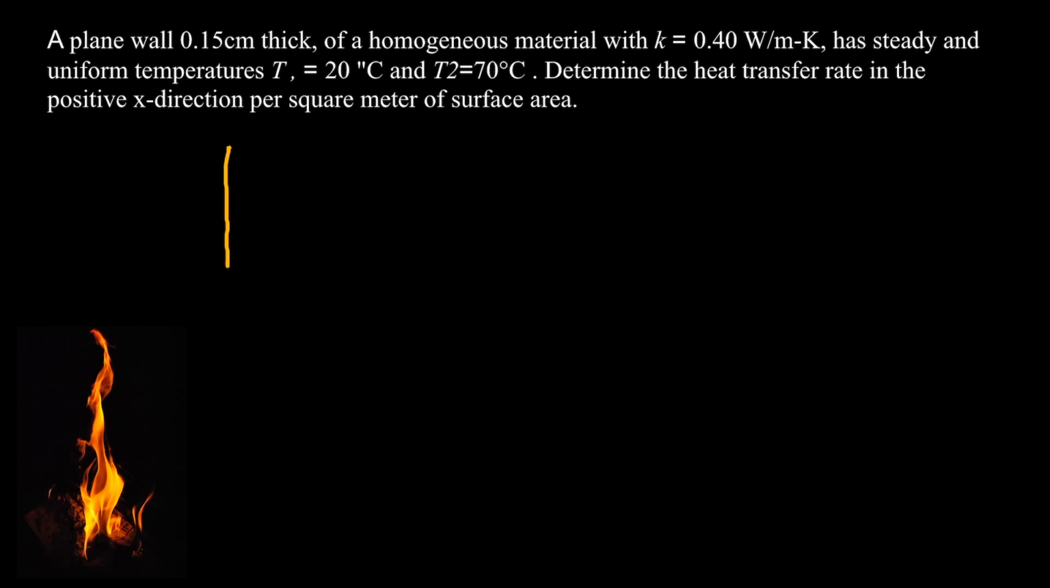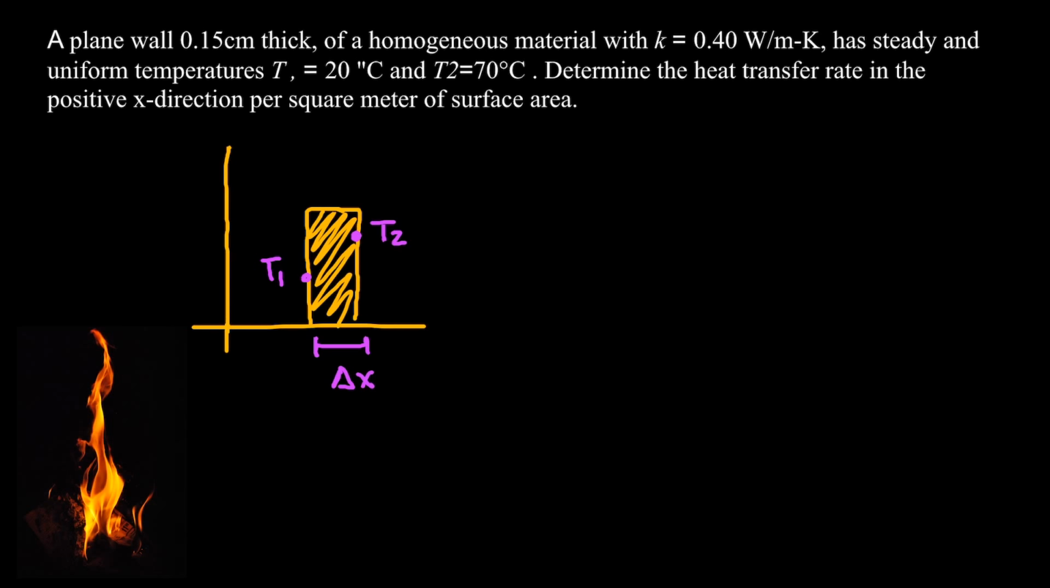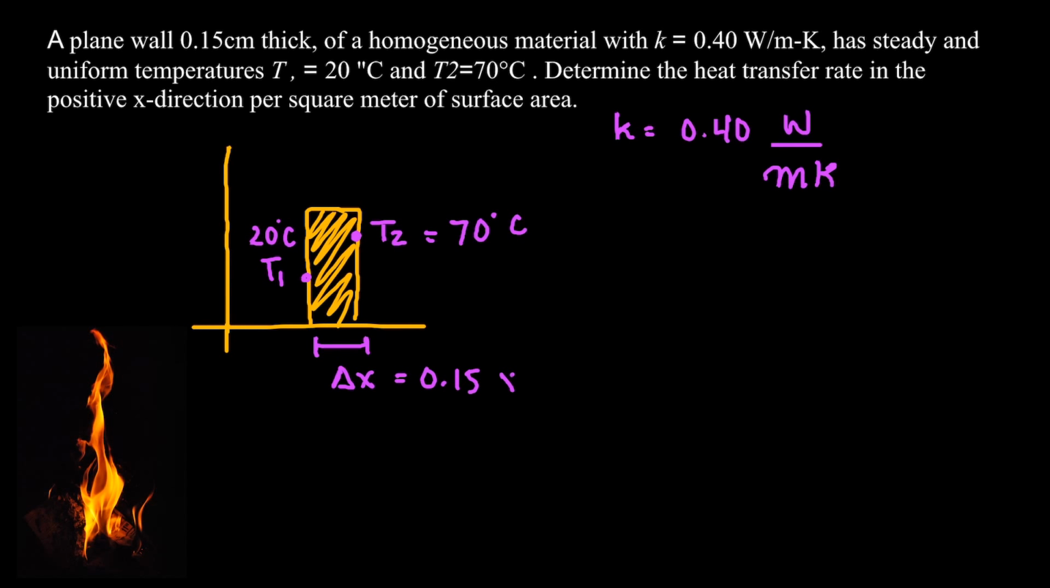A plane wall. Let's draw this. I'm gonna draw this for conduction. It's really actually a good idea for you to draw this. So T2 is right here, T1, and this is change in X. Okay, T2 is 70, T1 is 20, K is 0.40 watts per meter K, and thickness is 0.15 times 10 to the negative 2 meters. Imagine I converted centimeters straight to meters down there.